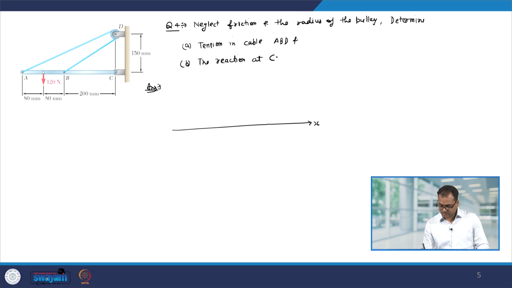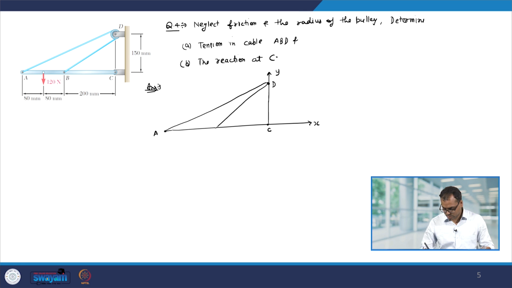So, to solve this question again, let us first make the free body diagram. So, let us say this is x axis and we have y axis. Here at point D we have a pulley, this point is C and this point is A. Now, from A to B we have a same cable. At this point a force of 120 Newton is acting. So, this is 80 mm, this is also 80 mm and this distance is 200 mm. Now, since the cable is one, therefore, the same tension will act on both AD and BD.